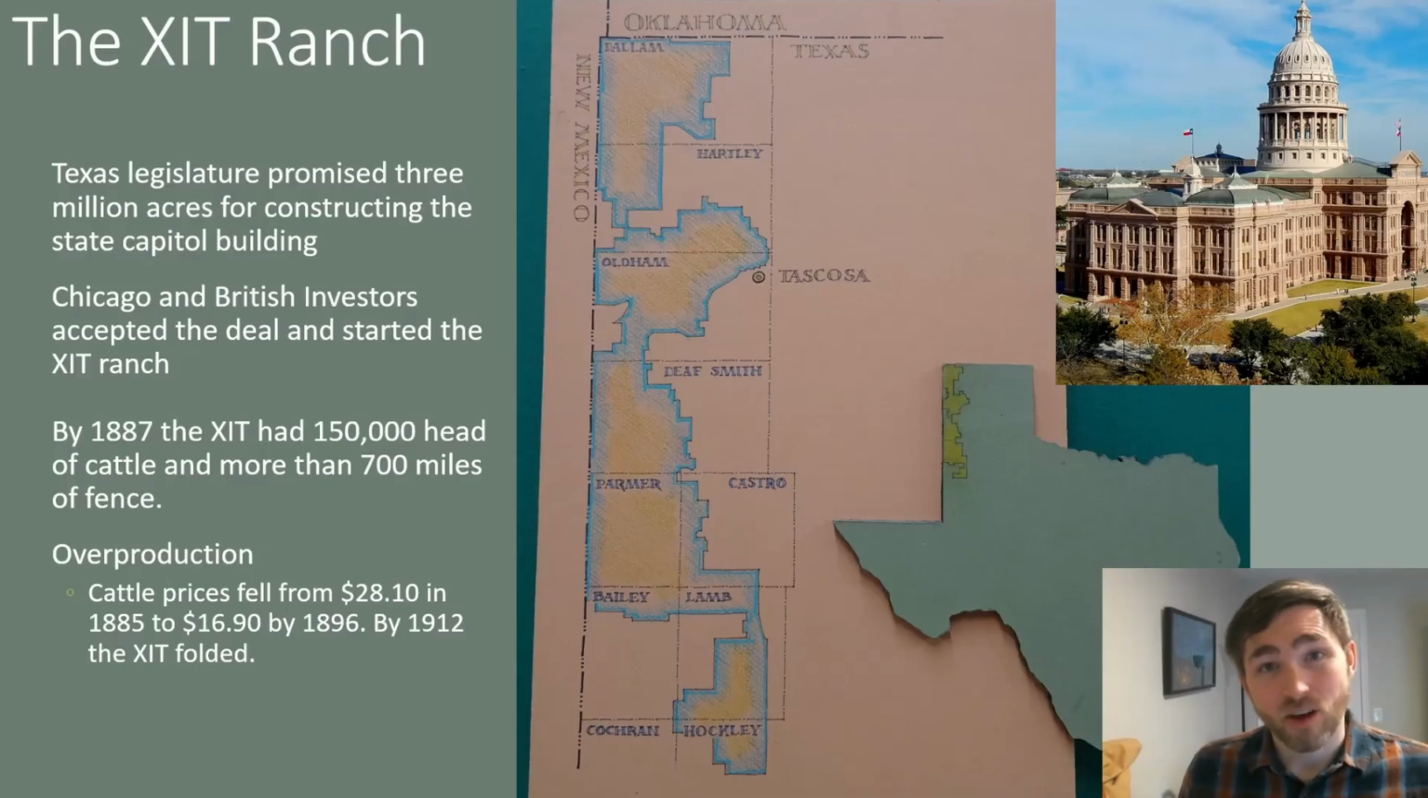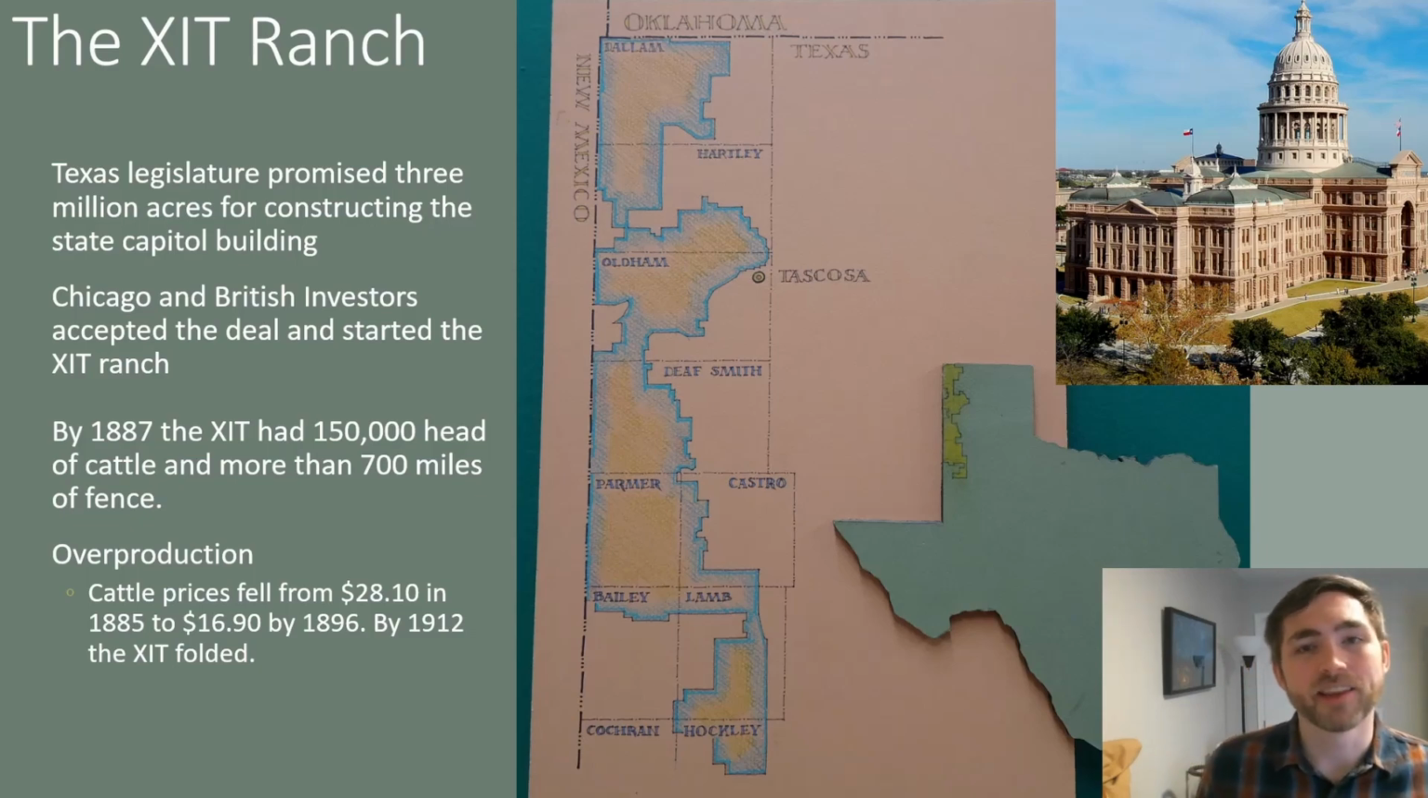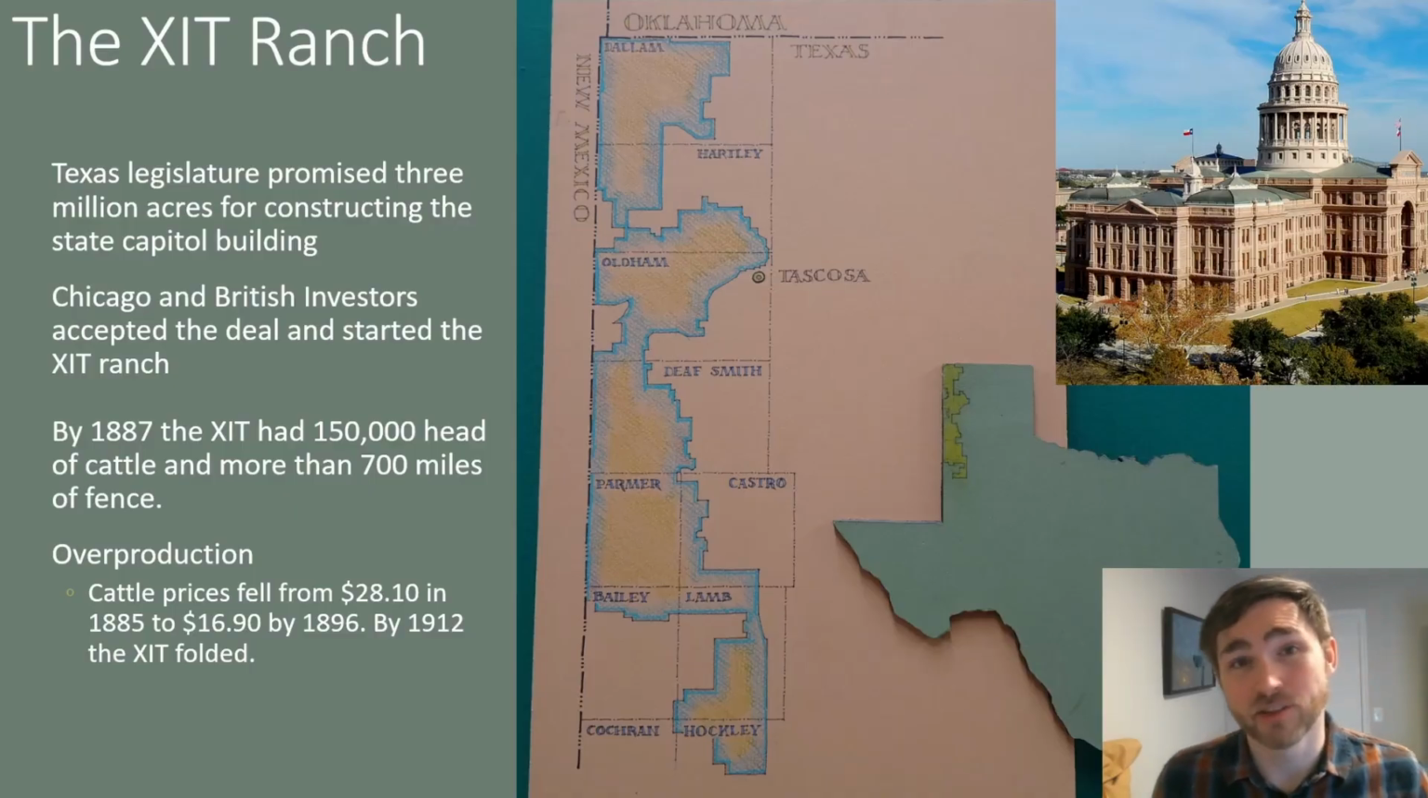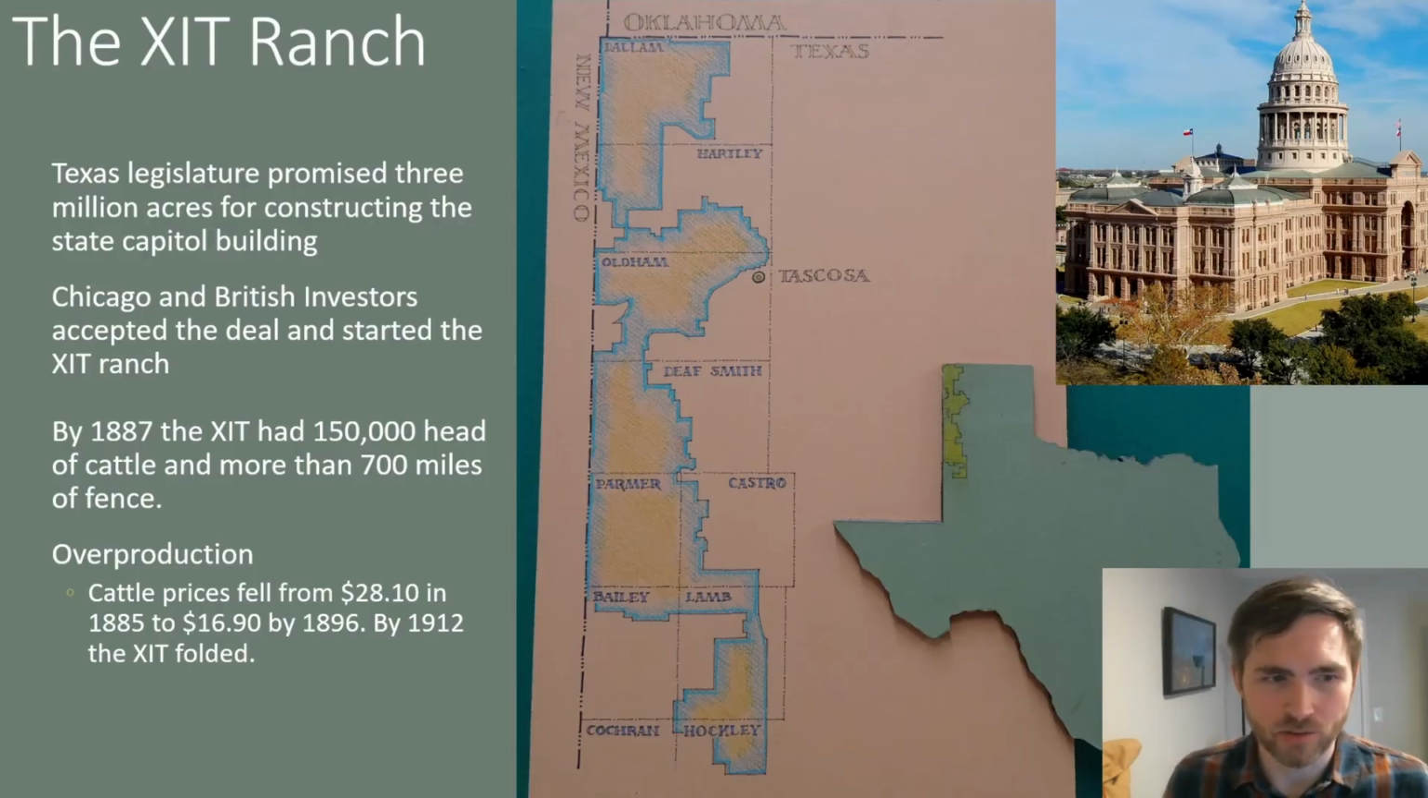It didn't take long after that for the ranchers to show up. The Texas legislature needed a new state capital, and they promised 3 million acres in the Texas Panhandle to anyone who would build it for them. So a coalition of investors from Great Britain and Chicago accepted the deal, and they started the XIT Ranch out in the Texas Panhandle. It was by far the largest ranch in the world.